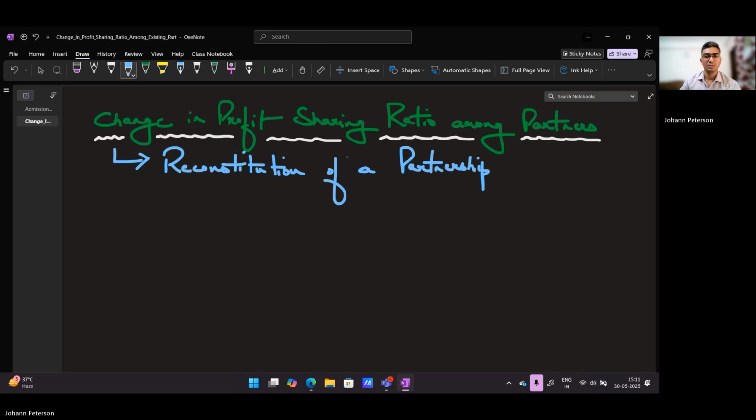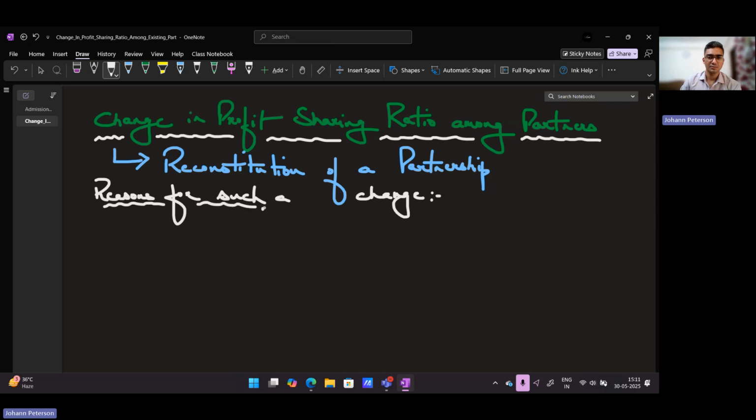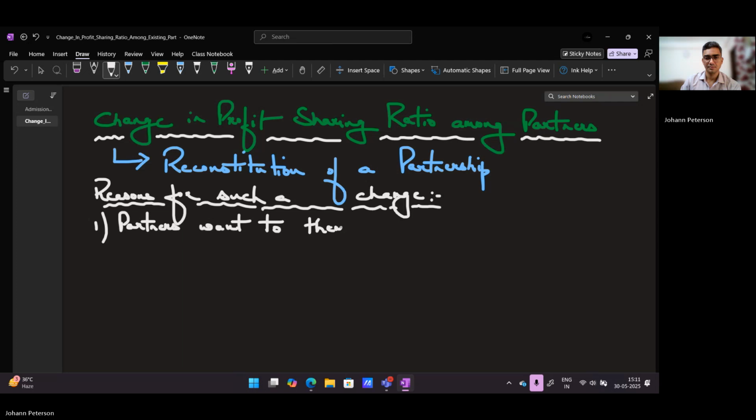Now, what could be the reason for change in the profit sharing ratio? We will discuss. The first of the reasons for such a change is maybe partners want to themselves change the existing ratio.